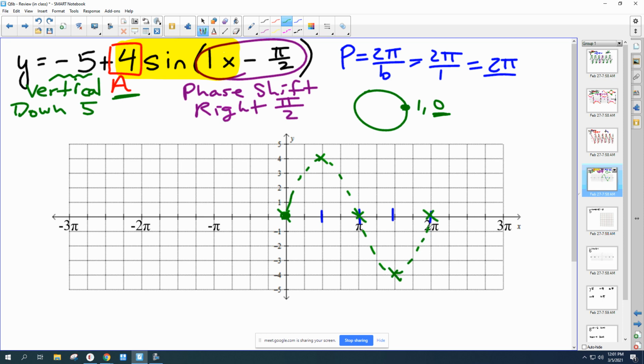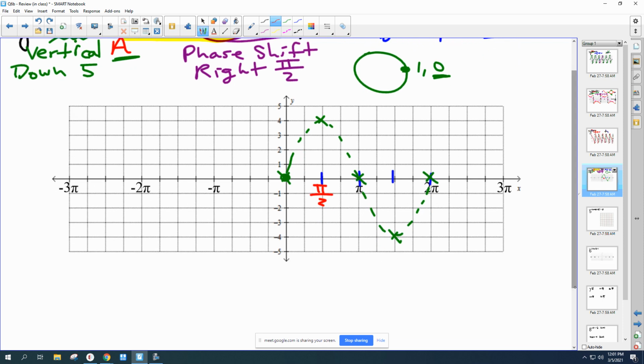So what we need to do is take all of those points and shift them down 5 and right pi over 2. Now notice pi over 2 is 2 tick marks. So when I say right pi over 2, I mean right 2 tick marks. Looks like I'm going off the page a little bit. Each of those points needs to go down 5 and right 2.